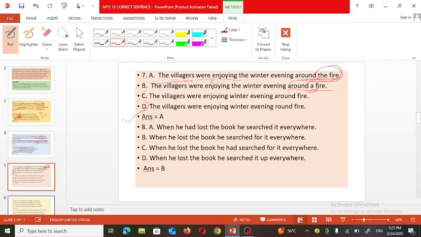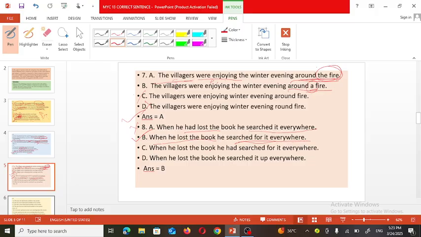Next one. When he had lost the book, he searched it everywhere. When he had lost means past perfect tense, and this is simple past. So that is wrong. Then the second option. When he lost the book, he searched for it everywhere. Search for it, that is a phrase. So this is the correct sentence, in simple past tense.